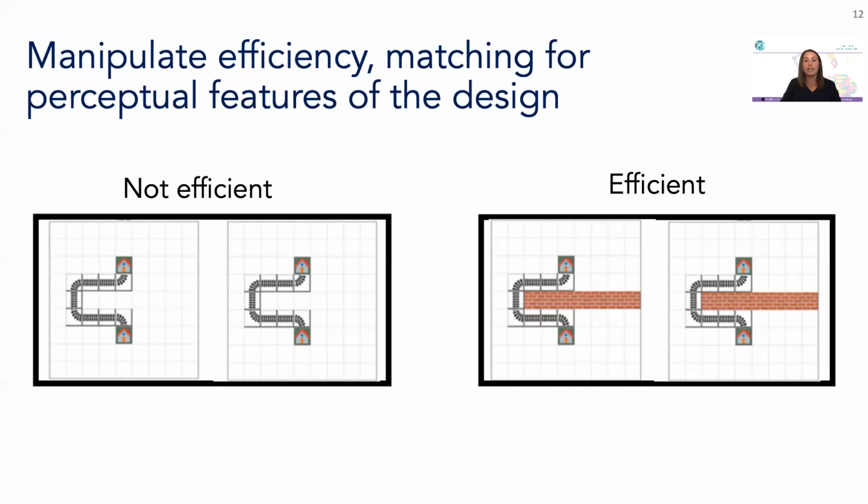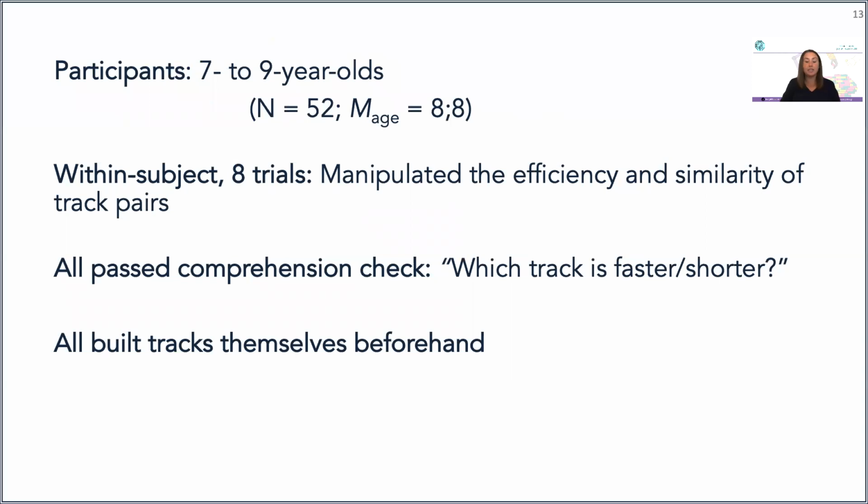So our prediction is that children will think the tracks on the left are better evidence of copying, and that in general, they will think more efficient tracks are less likely copied than the less efficient tracks, even when the designs are identical in both cases. We tested 52 7 to 9-year-old children in this task using a within subject design. So each child judged 8 different track pairs, which differed in terms of how efficient they were and how similar they were to each other, either identical or different.